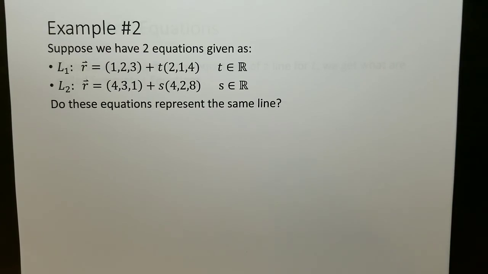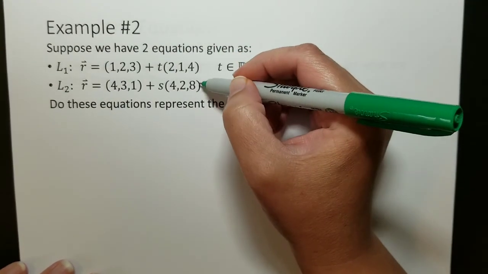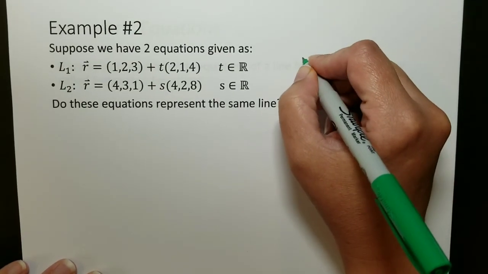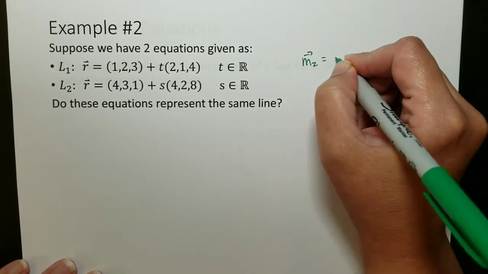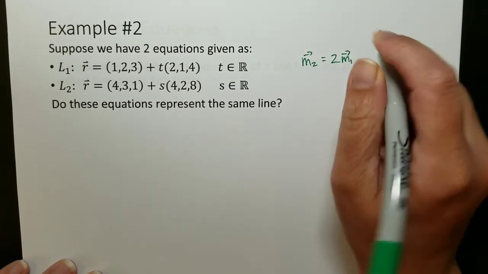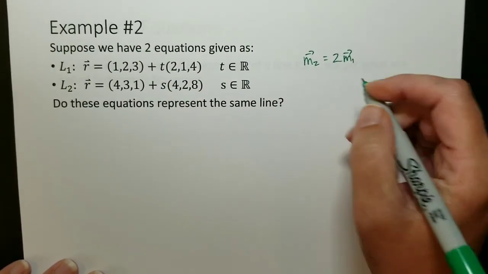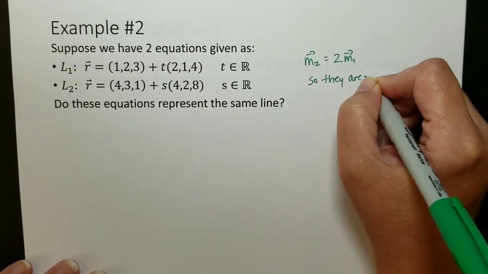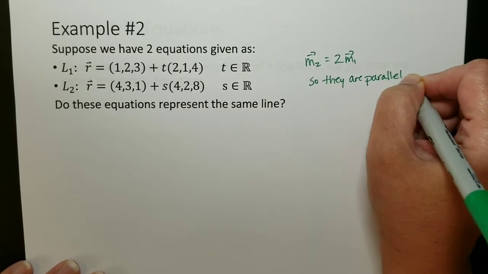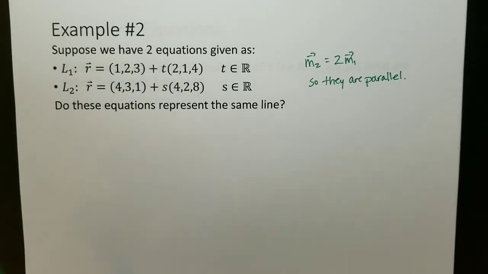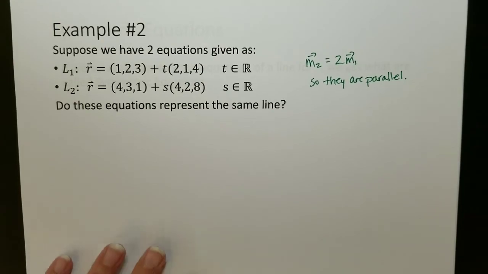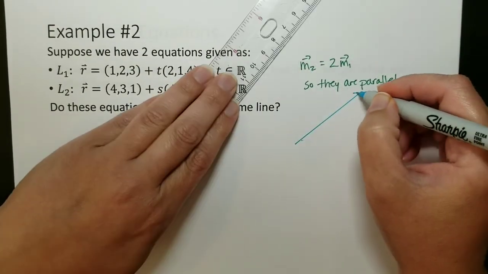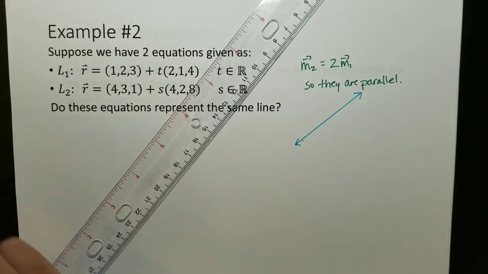And I think visually we can say that yes, they are. So I'm going to say vector m2 is 2 times m1 because these are scalar multiples of each other. So they are parallel. So I know for sure that I have two lines that are going in the same direction. They have scalar multiple direction vectors. I've got a line there.